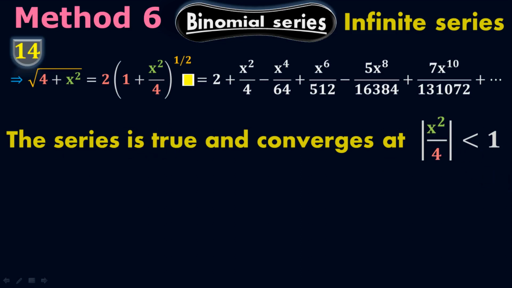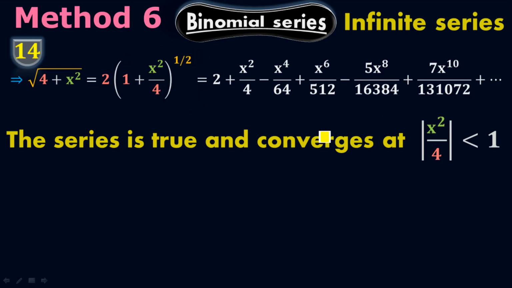Why I wrote this series is true only when modulus of b is less than 1: this is the prerequisite. If you remember, there are three prerequisites. One, the first term must equal 1, the second term must be less than 1, and the n value must be negative or in fractional form. If even one condition among these three is lacking, your series is not true. Your series is only true when it satisfies all three conditions.